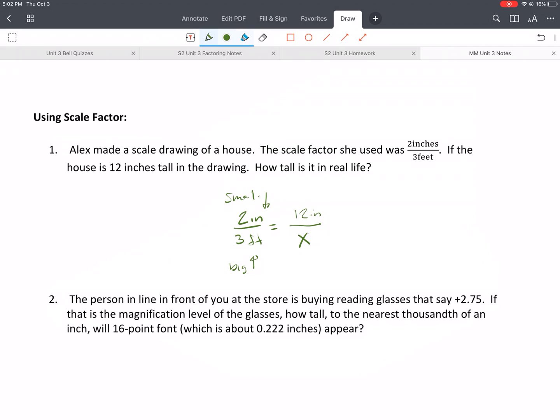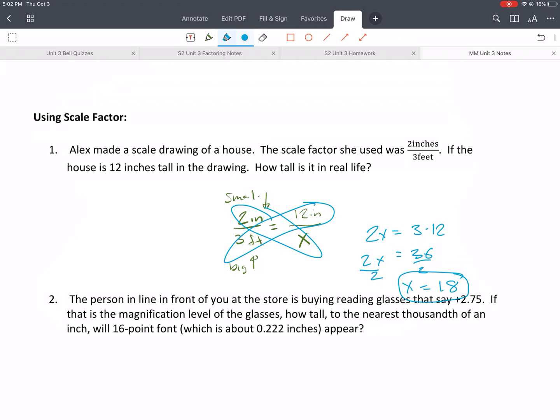So we use those proportions and cross multiply. We get 2x is equal to 3 times 12, which gives us 36. We divide both sides by 2 and get x equals 18 feet. So the house is actually 18 feet.